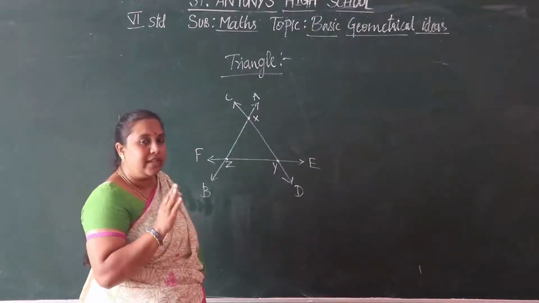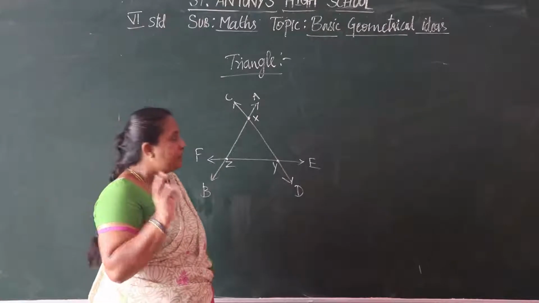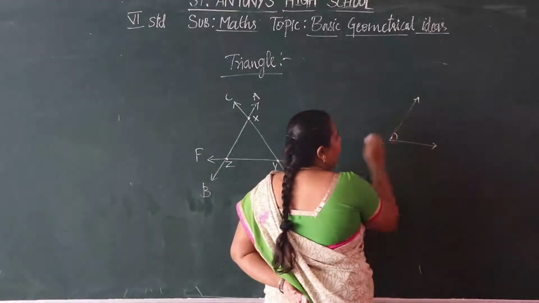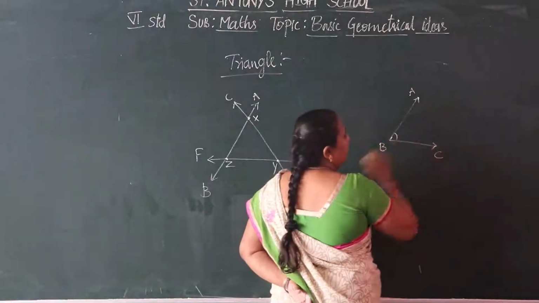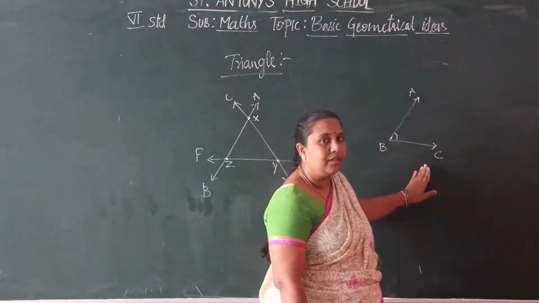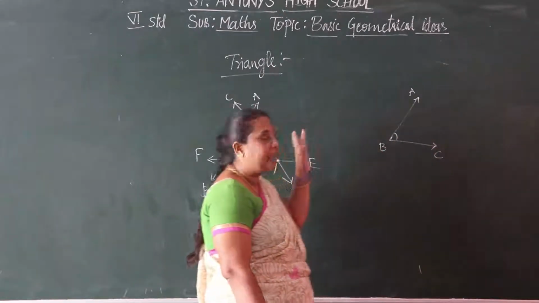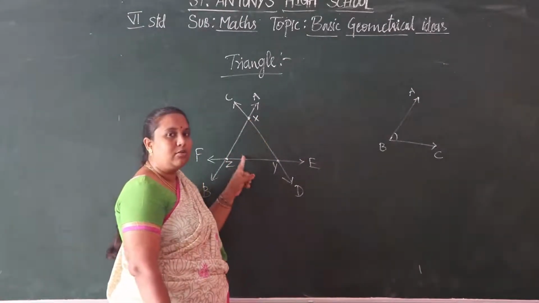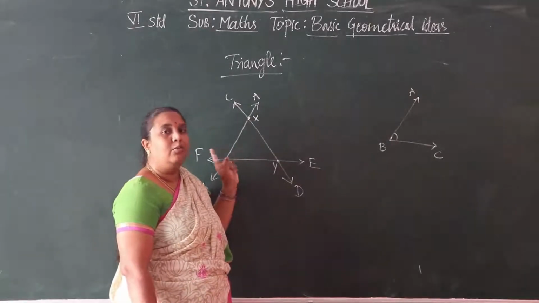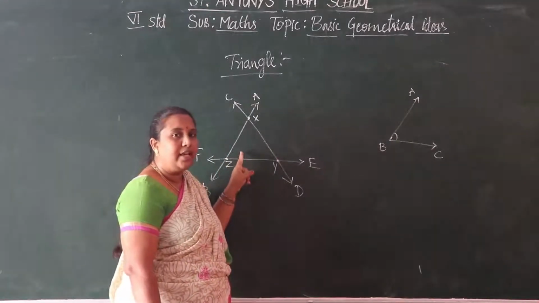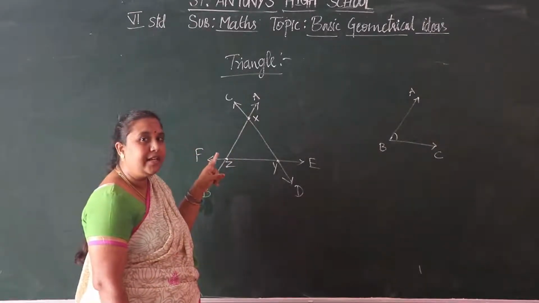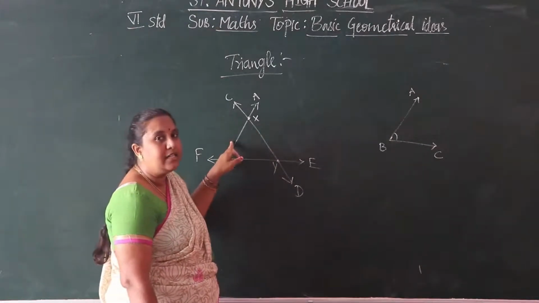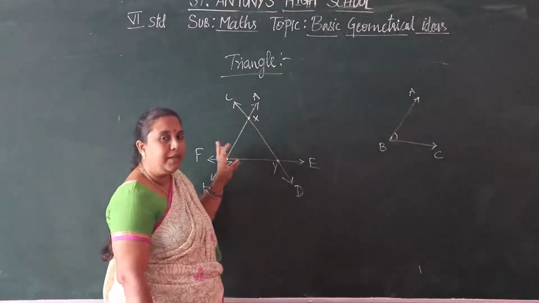A triangle is a three-sided closed figure. Before that we saw an angle. See here, ABC is an angle, but it is not a closed figure; it is an open figure. Now here we see a closed figure. So how do we define a triangle? A triangle is a three-sided closed plane figure. How many sides? 1, 2, 3.